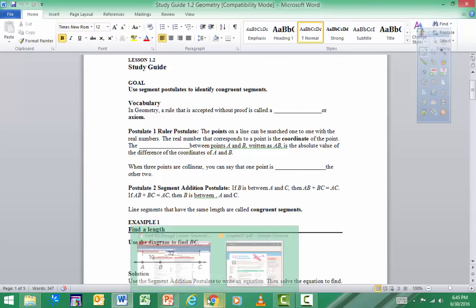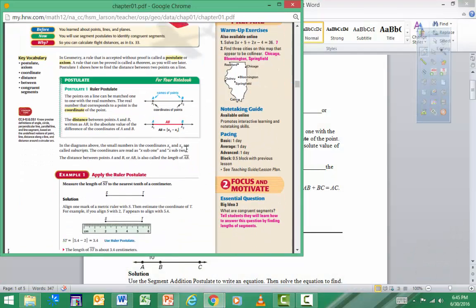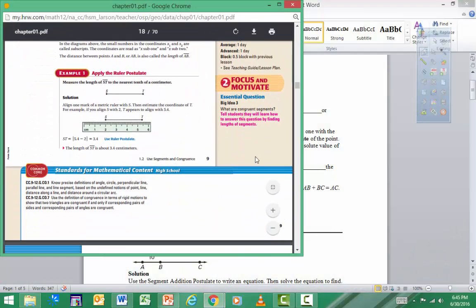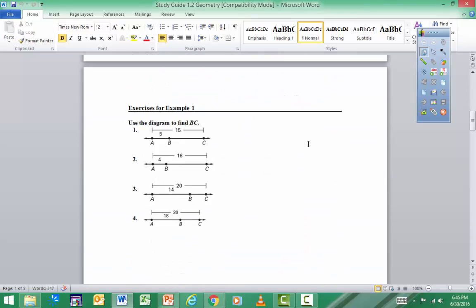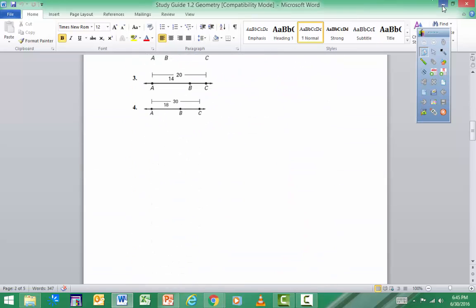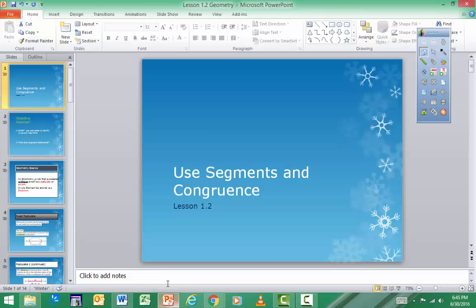If you need to, you can use your book again. A lot of the vocabulary words will come right from the book right here, so use your book as a resource, and that should be fairly easy. Okay, so let's get to the lesson.